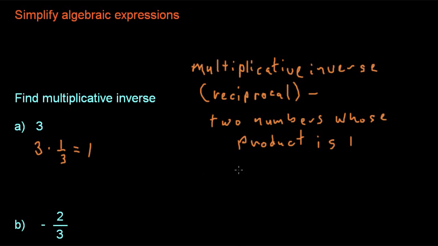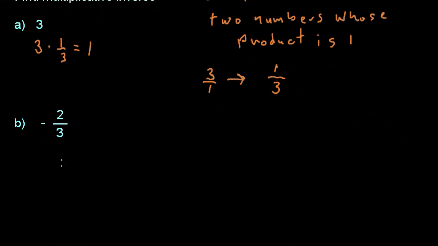And there's actually a simpler way of finding the multiplicative inverse, and that is to take the number, and if it's not a fraction, turn it into a fraction. In this case we'll just write 3/1, and then just flip it. So we'll make the numerator the denominator and vice versa. So we'll write this as 1/3, and that was the multiplicative inverse.